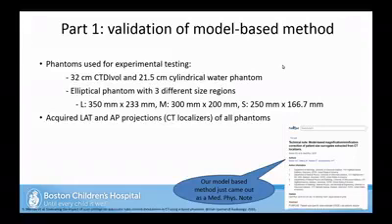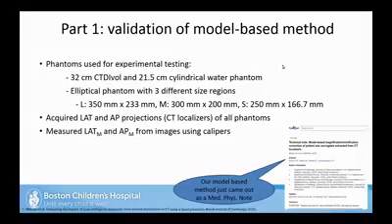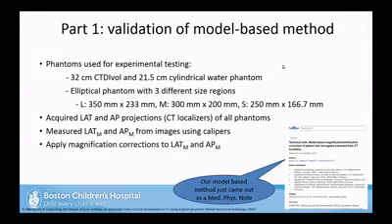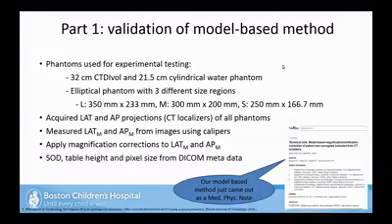And then we acquired lateral and AP projections. These are CT localizers of all phantoms. And then we measured the lateral and AP measurements from images. We used calipers in this case because we were testing our magnification method, so we wanted to get a really precise measurement, so it wasn't like a garbage in, garbage out situation. So we wanted to make sure that the data going into our algorithm or our equations were clean. And then we applied a magnification correction to the lateral and AP measurements.